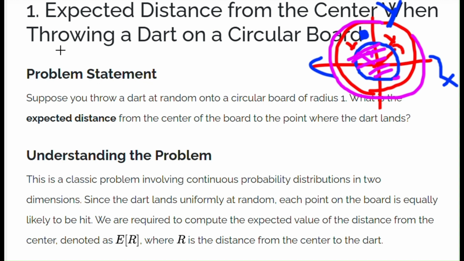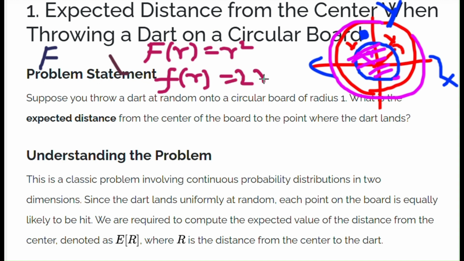The CDF we have is r square. We can now differentiate this easily to get the PDF, which would be small f of r equals 2r.